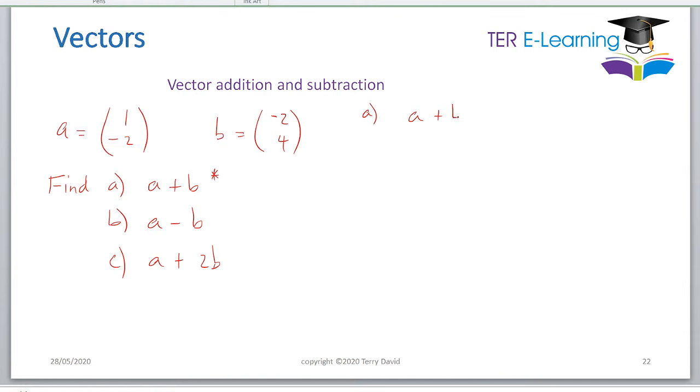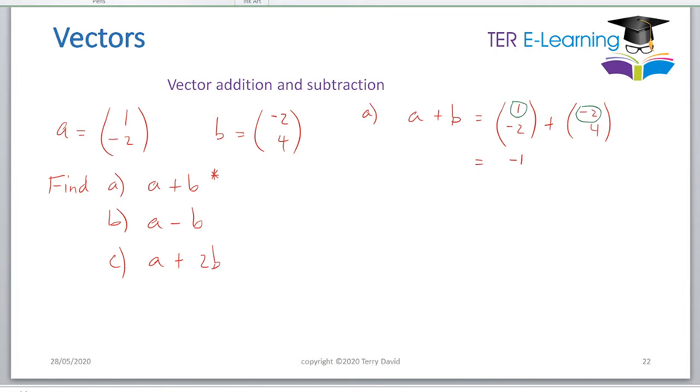So A plus B, right? This is how you're going to write it. So you're going to put A, the vector A is (1, -2), and the vector B, so you're going to add (-2, 4), right? That's how you're going to write up your answer. Now, all you're going to do now, you're going to add these corresponding values here. So we're going to say 1 plus -2, right? It's the same as saying 1 minus 2, which gives us -1.